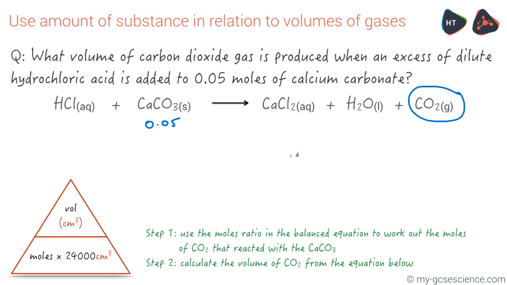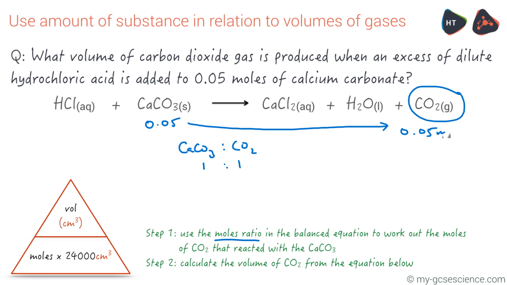So, in order to find the volume of carbon dioxide gas, the first thing we need to do is use the moles ratio to find out the moles of carbon dioxide that we have. According to the equation, you can see that the moles ratio is 1 to 1. This means that if we had 0.05 moles of calcium carbonate, we also have 0.05 moles of carbon dioxide.